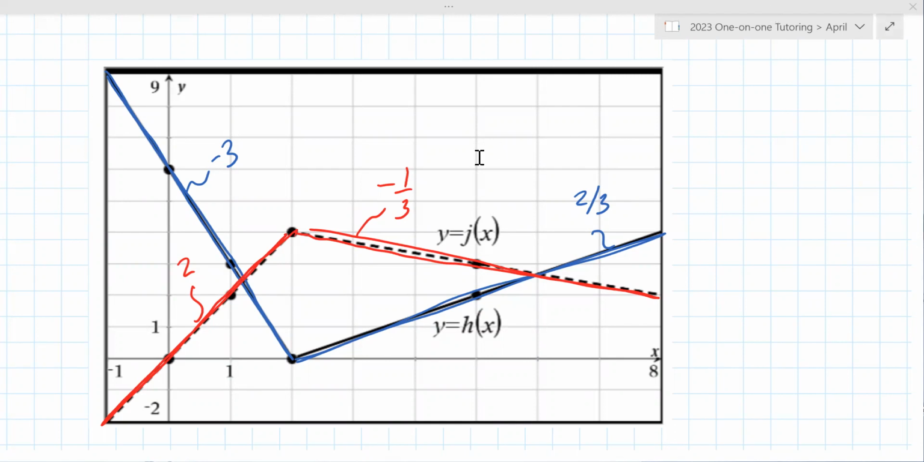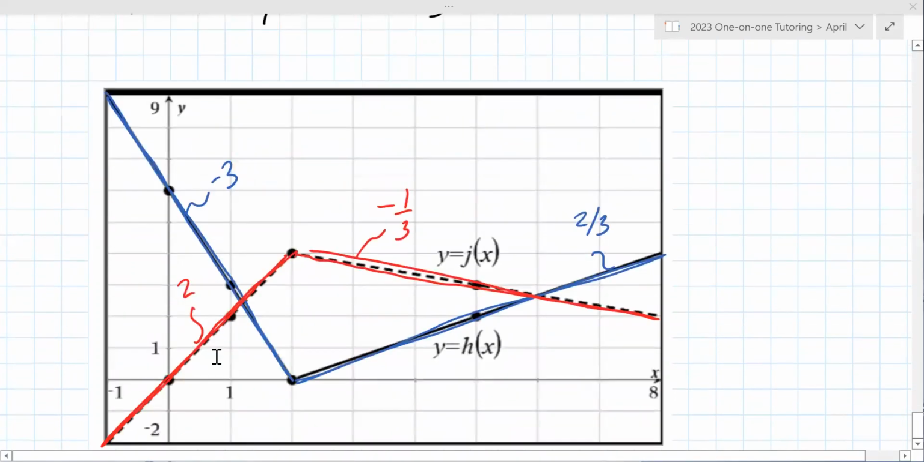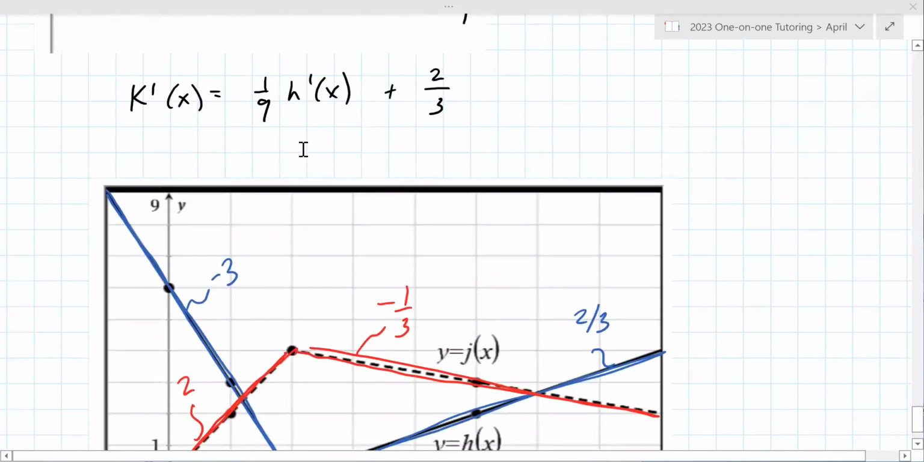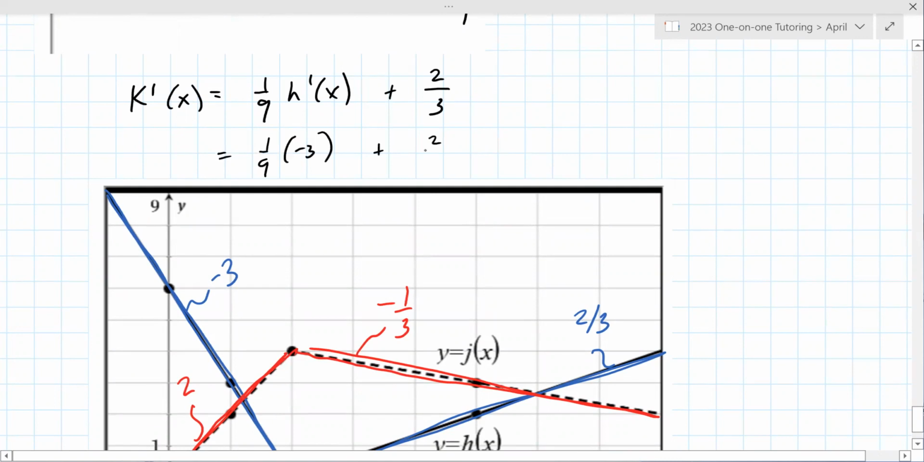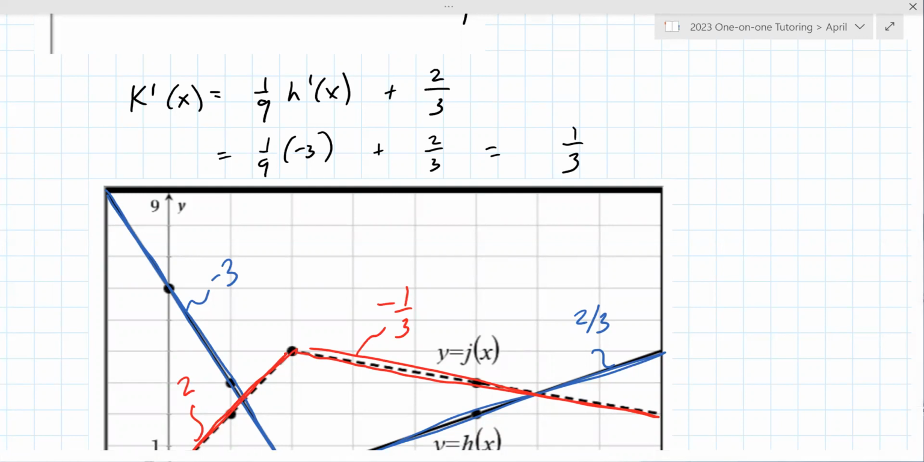So in this problem, you only want h prime at 1, which is the blue one at 1, -3. So this is 1/9 times -3 plus 2/3. So -1/3 plus 2/3 is 1/3. And that's the top, the first page top. Okay. Right. All right. So let me snip that in.